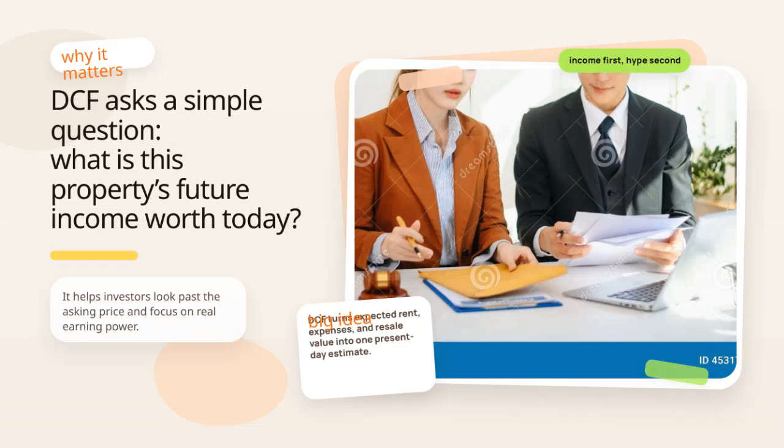Here, we're looking at the concept of income first, followed by value. The core idea is that the discounted cash flow, or DCF, method takes expected rent, expenses, and the resale value of property and turns all of that into a single present day estimate of value. The big idea behind DCF is pretty straightforward. It asks, what is this property's future income worth today? This approach is crucial because it helps investors look beyond just the asking price or market excitement and instead focus on the actual earning power of property. Understanding this helps make smarter, more informed investment decisions.